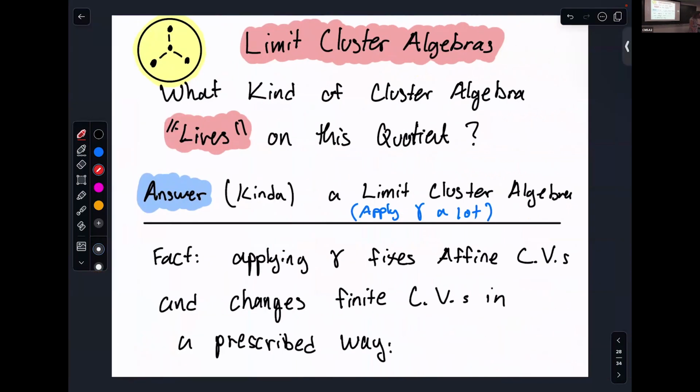So, okay, I want to give you some idea of what the cluster algebra that lives on this quotient should be. And I want to hopefully convince you that it has something to do with these square root guys that were appearing before.